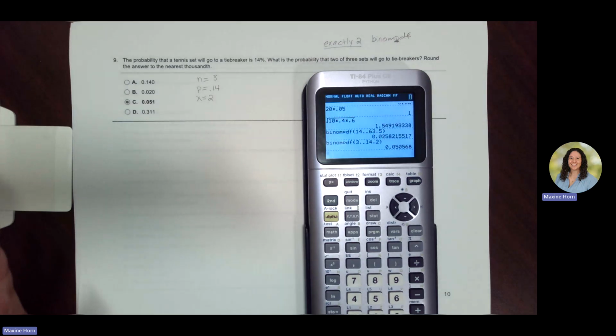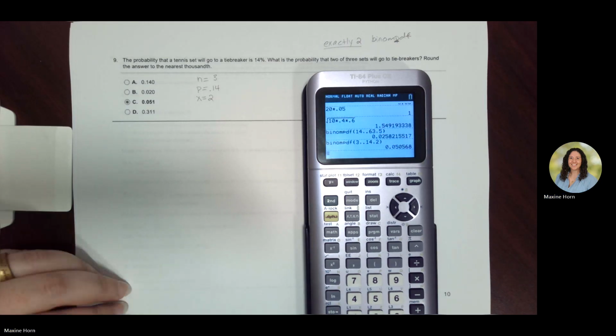Unless your professor specifically has problems where they want you to do it by hand, which is great because it gives you a feel for how much work this used to take before we had calculators, right? Okay.